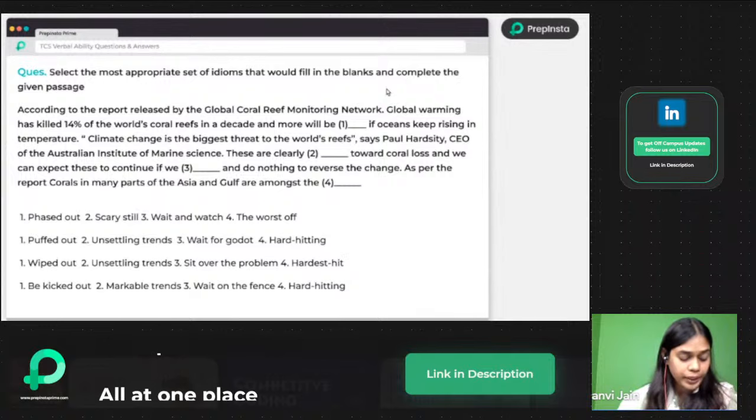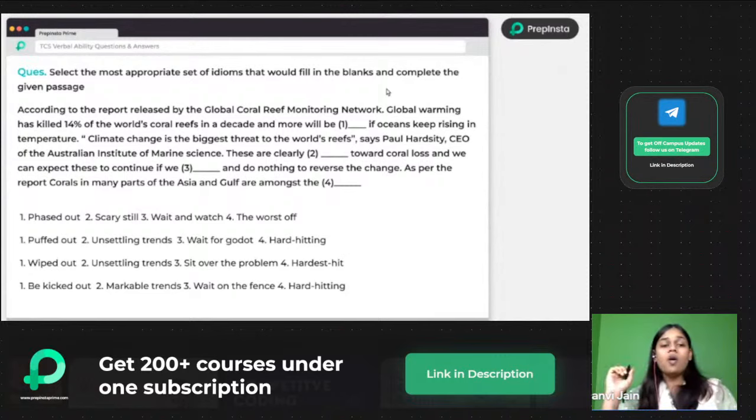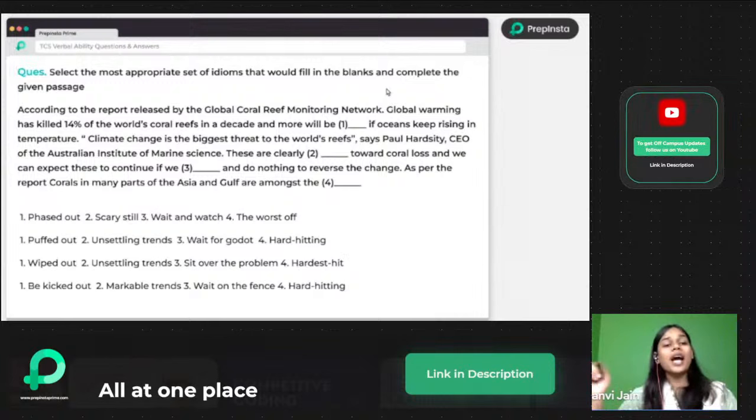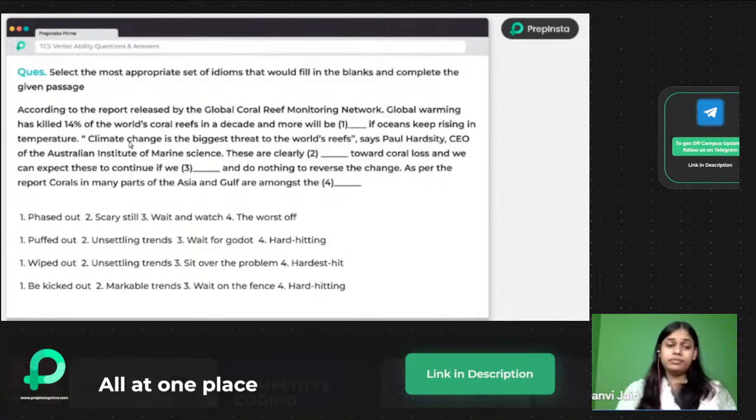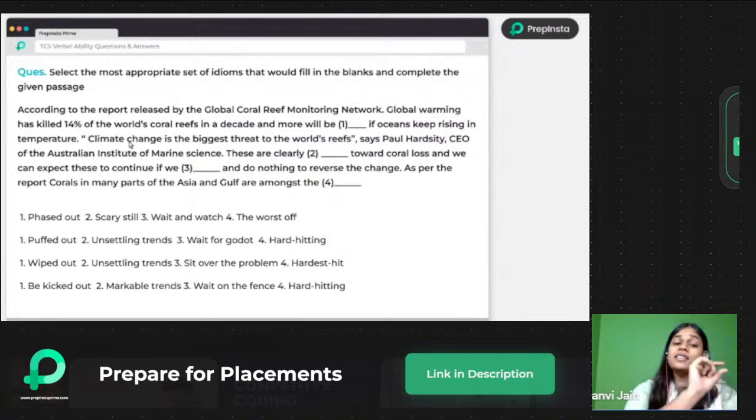Okay. So let's move forward with the options here. According to the report released by the Global Coral Reef Monitoring Network, global warming has killed 14% of the world's coral reefs in a decade, and more will be dash if oceans keep rising in temperature. Now, I'll tell you, the first blank is going to decide the entire answer. I'll tell you how.